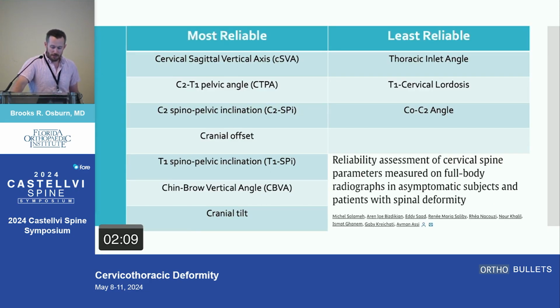There was a paper that came out in terms of the reliability of measuring these angles and which ones we should use. You can see on the table here the most reliable and the least reliable. It was funny to me that one of the least reliable ones was our T1 cervical lordosis. We use that very commonly to see what our mismatch is.